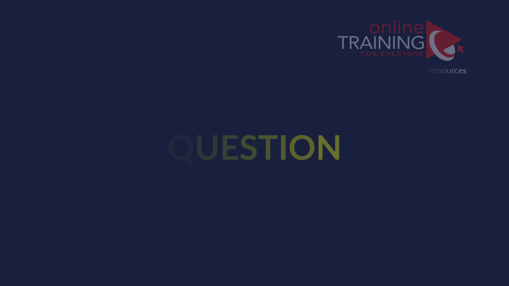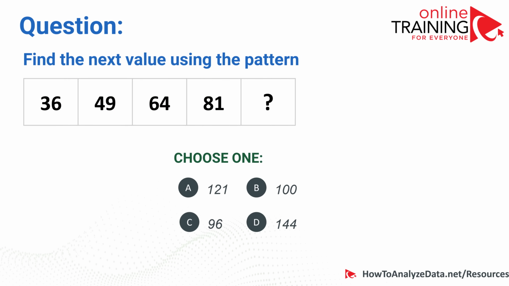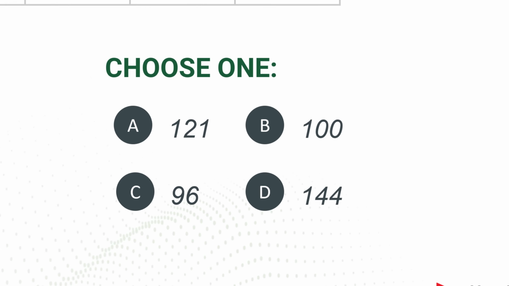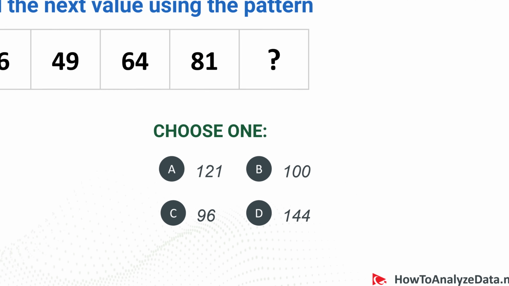Now let's look at the very tricky question, which is frequently used as part of a variety of different tests. Find the next value using the pattern. You're presented with the pattern of values 36, 49, 64, 81, and you need to find the next number. You have 4 choices: 121, 100, 96, and 144. What do you think is the right choice here?